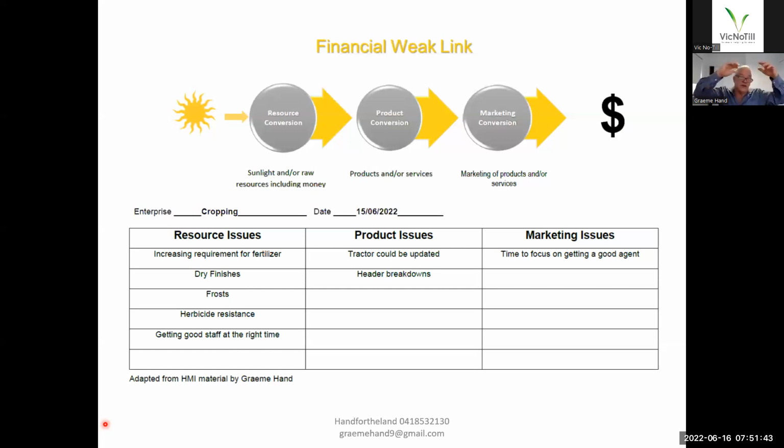So I say to people, don't worry if you get them in the wrong category, as long as they're up there, whether it's a resource conversion or a product conversion or marketing, as long as you get them out, you can start thinking about, what should I be doing here so that I can get this sunlight that's on my land through to money?